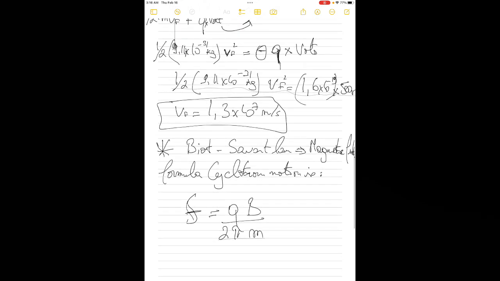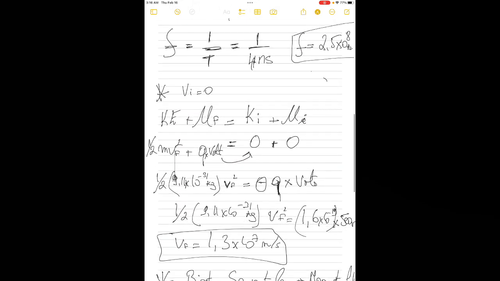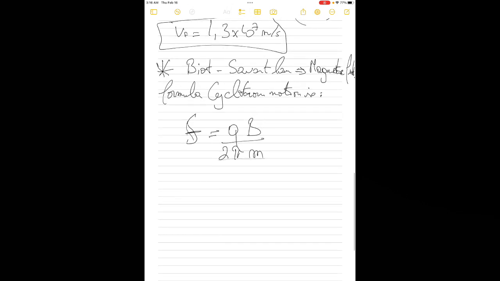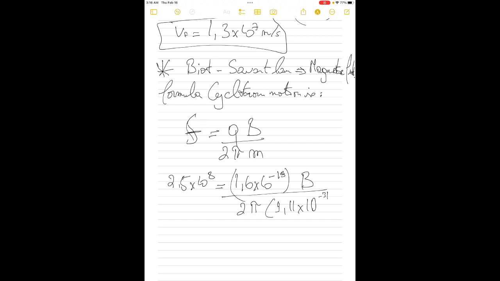So we know the frequency here is 2.5 times 10^8, equal to the charge of the electron, that's 1.6 times 10 minus 19, multiplied by the magnetic field strength, divided by 2 pi times the mass of an electron, 9.11 times 10 minus 31 kilogram. And the magnetic field strength is going to be equal to 8.9 times 10 minus 3 Tesla.